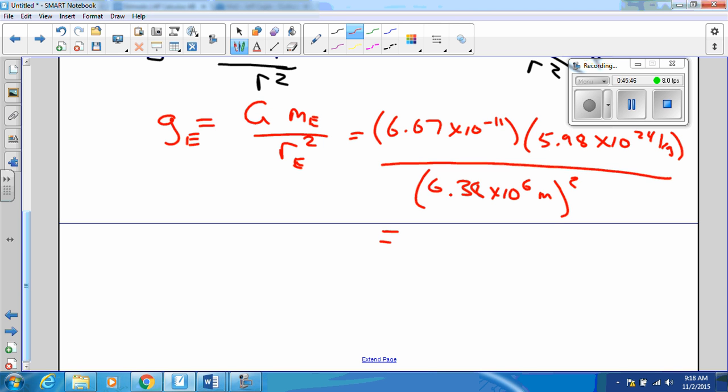And when you actually punch the numbers in, then lo and behold, you're going to get something very close to 9.8. It comes out to 9.80.